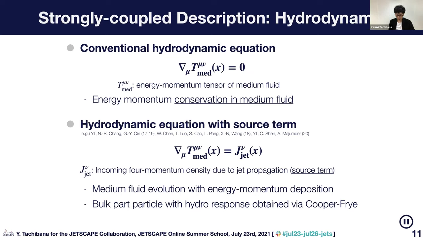However, here we want to consider the interaction between the medium and the jet, and via those interactions some energy and momentum are transferred from the jet to the medium. So we need to take into account such incoming energy from the jet particles. To do so, we can use the hydrodynamic equation with a source term. Here we add J nu on the right hand side, which corresponds to the incoming four momentum density due to the jet propagation. It's called the source term. By solving this equation, we can describe the medium fluid evolution with energy and momentum deposited from the jet shower.